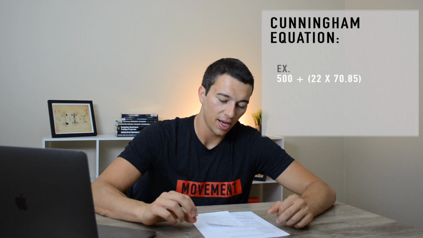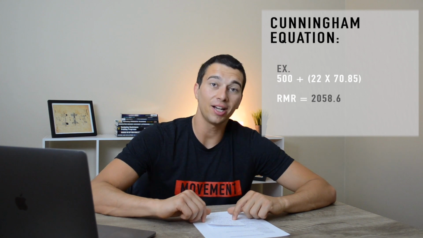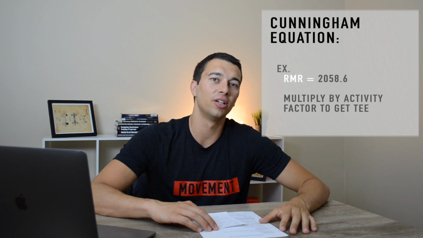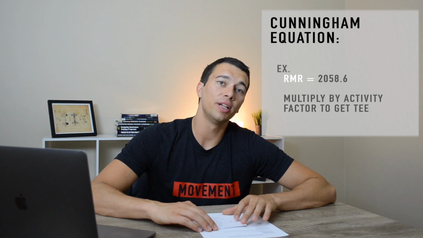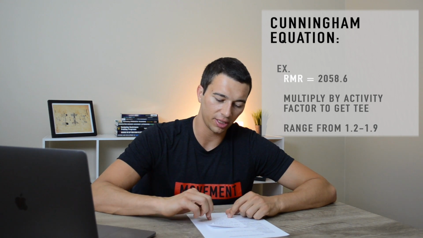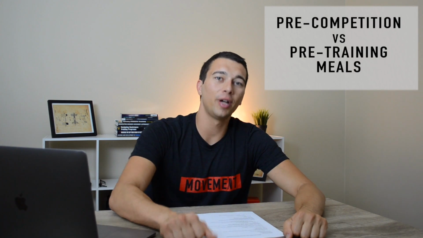When we calculate that out, that's going to get us 2,058.6. Now, it's important to remember that got us RMR, our resting metabolic rate. We then need to calculate by an activity factor if we want to get total energy expenditure for the day. So the activity factor ranges from 1.2 to 1.9. If we use an activity factor right in the middle as a moderately active, that's going to be 1.5. So we're going to use 2,058.6 times 1.5 gets us 3,088 calories, and that would be the total daily energy expenditure for me roughly.